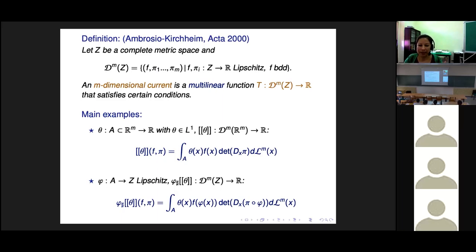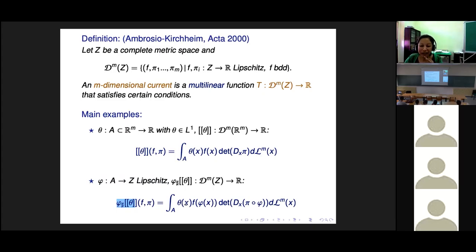The next step is push forward. Push forward means you have a Lipschitz function phi. So now we are going to leave Euclidean space, and this set is a metric space. So we will have a current in a metric space, and it's denoted this way: the push forward of our theta current. What it does is the following. Here you have theta evaluated at your point x.